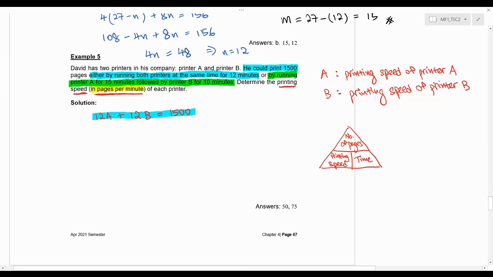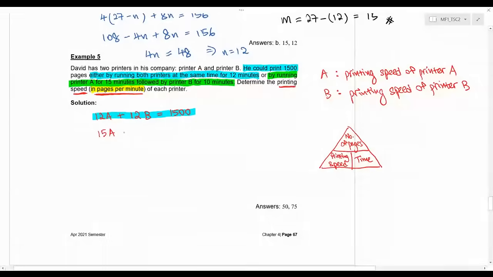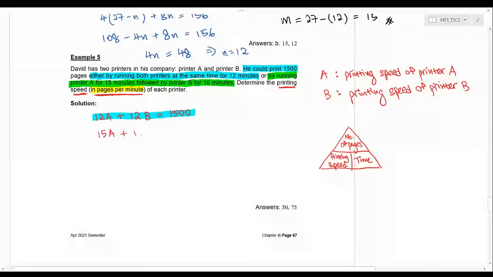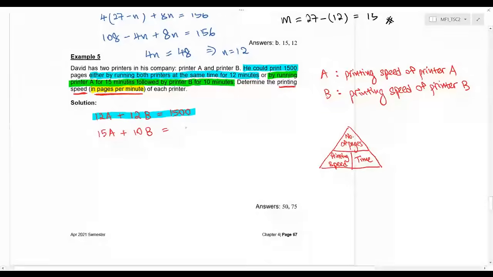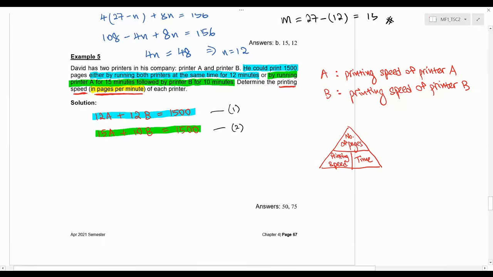For this case, it's the same as saying if you run printer A for 15 minutes and then you add 10 minutes worth of printer B, you also get the same number of pages. And that gives you this equation. So now I have equation 1 and equation 2. If you're able to formulate up to this point, then the rest would be back to the technical solving.